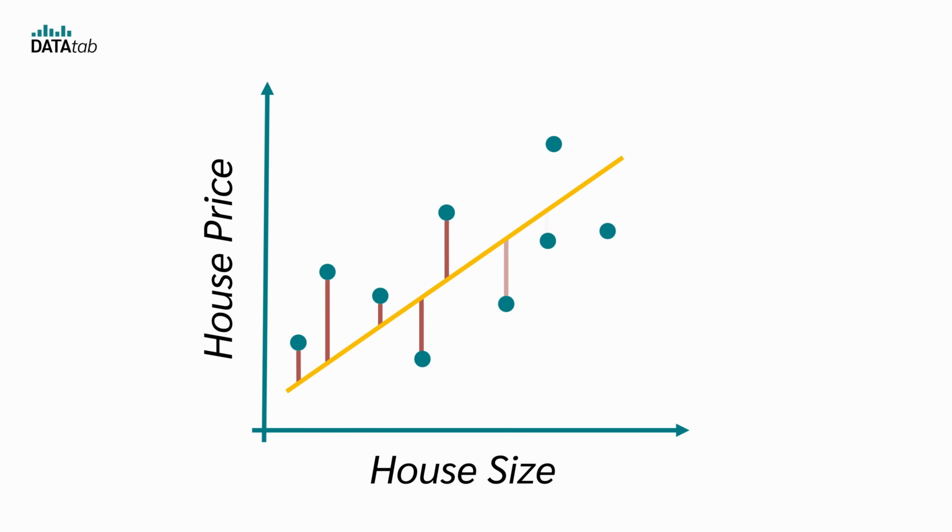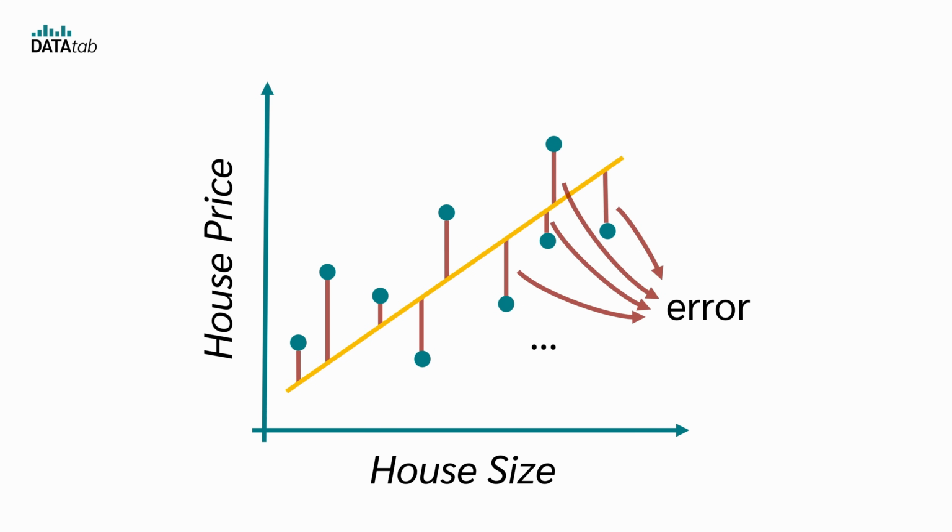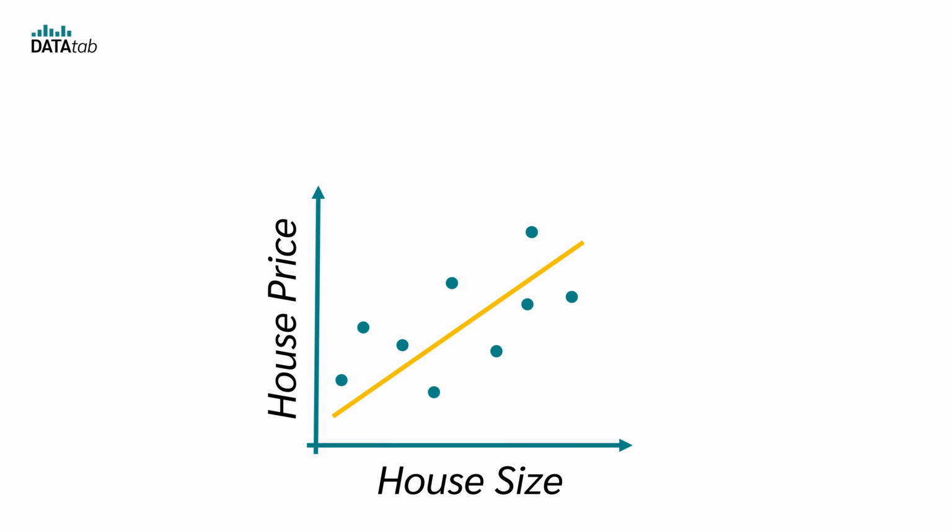It's the line that tries to minimize the error, or the distance, between the actual data points and the line itself. If we add up the length of all the red lines, we get the total error. Our goal is to find the regression line that minimizes this error. But how do we actually calculate this line? This is where the equation of the linear regression comes into play.